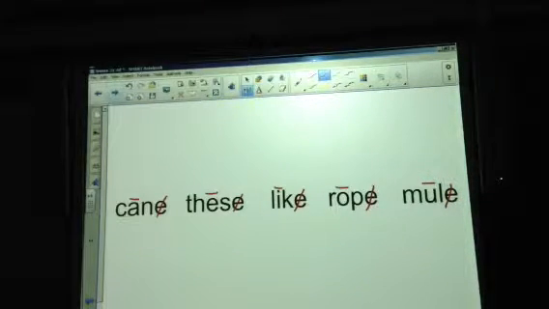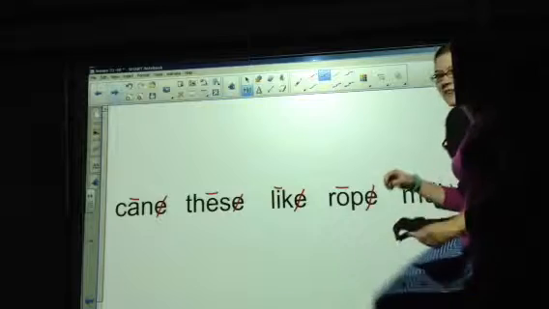A silent E can make a vowel long if it is only one sound away from the vowel. If it is more than one sound away, this rule will not work. You might remember that in first grade, we called this a sneaky E because it sneaks over and kicks the vowel to make it long.